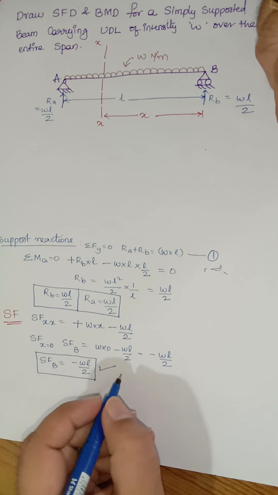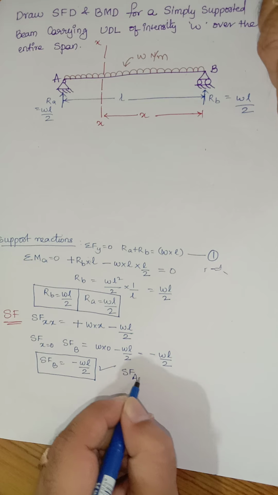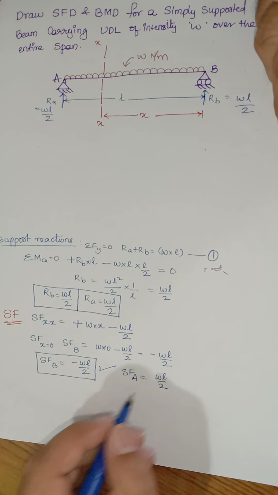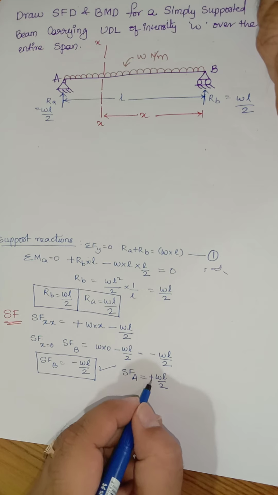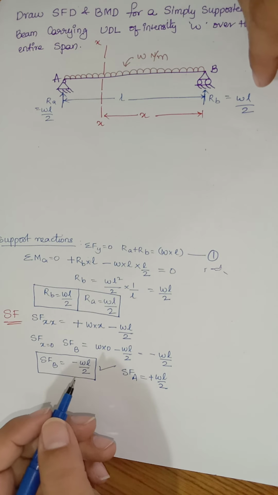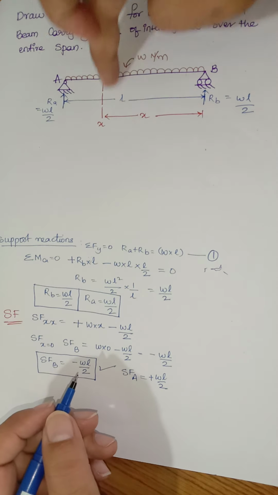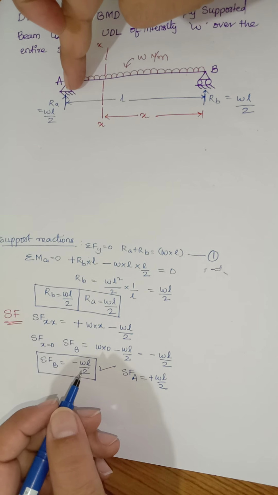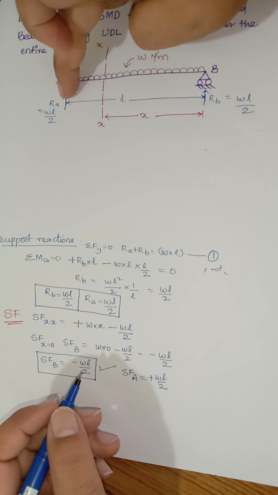I can directly write shear force at point A will be equal to WL by 2 again. WL by 2, but it is positive. Why should it be positive? Because the same section I am considering, towards the left side of the section, a force is acting in the upward direction.